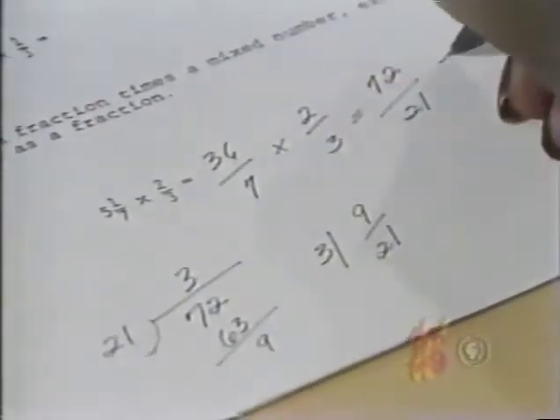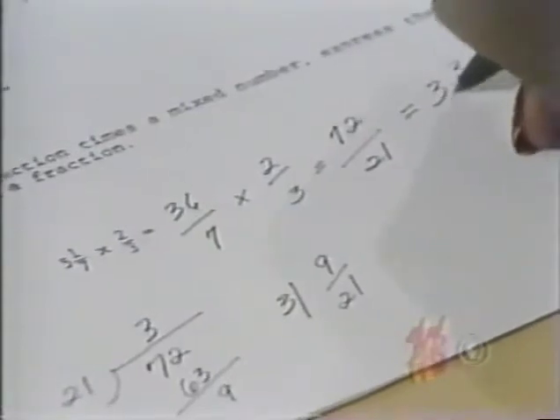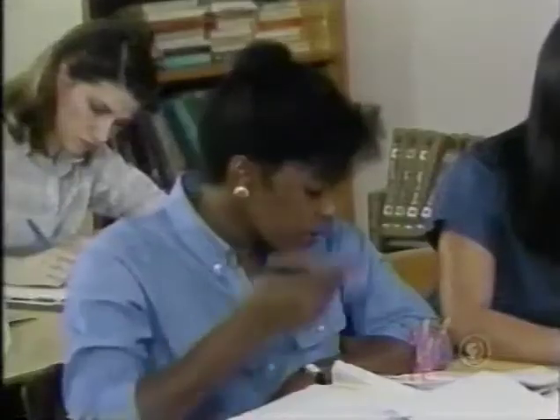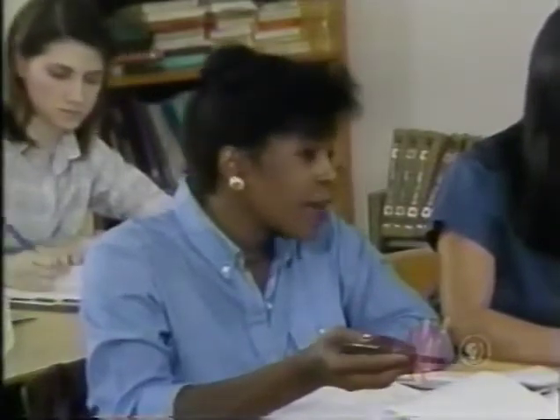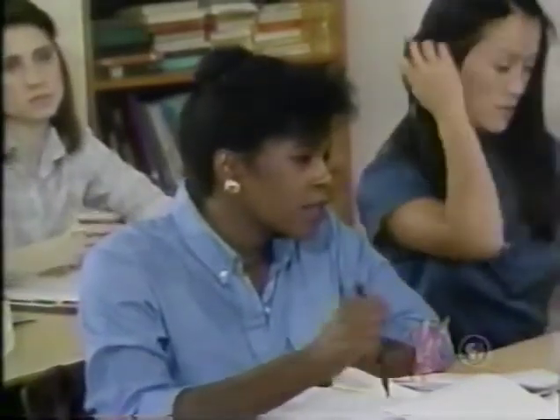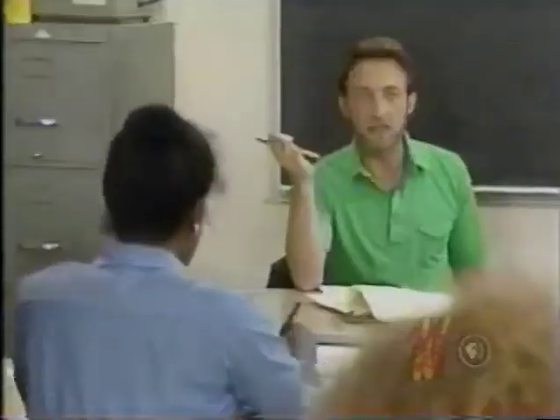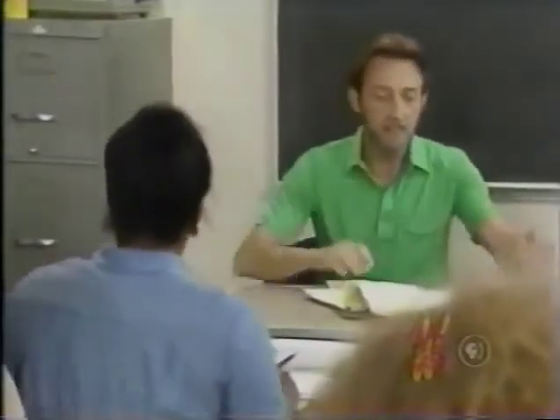Sue, you got an answer you like? Yep-o, the answer I got was 3 3/7. Uh-huh. Now, how did you get that? Well, what I did was change the 5 1/7 into a fraction and multiplied it just like always. Okay. What's next? All right. Rule 4.